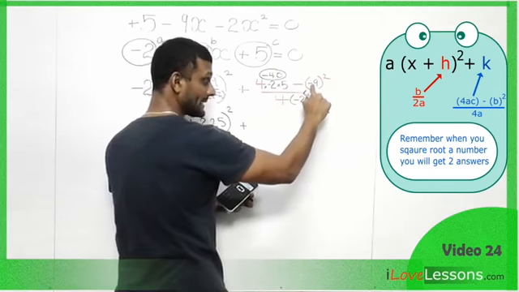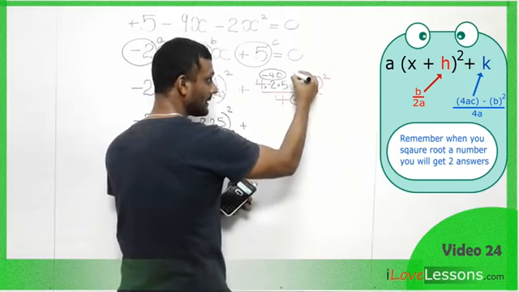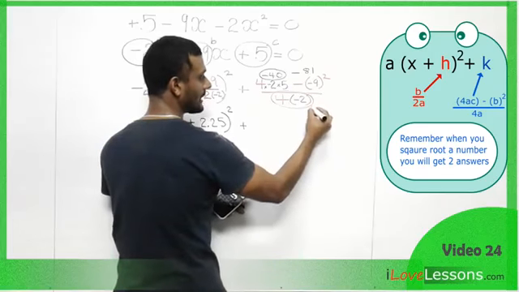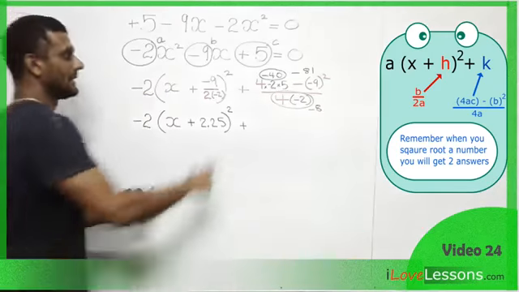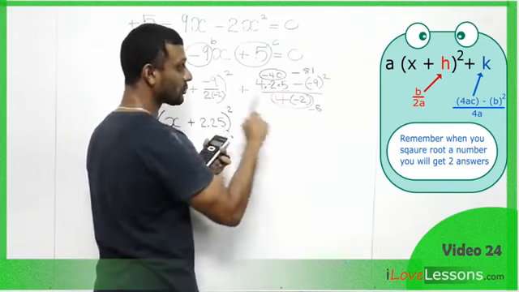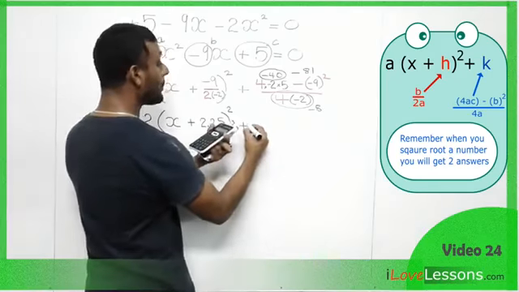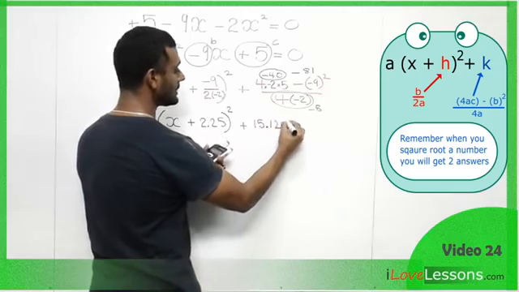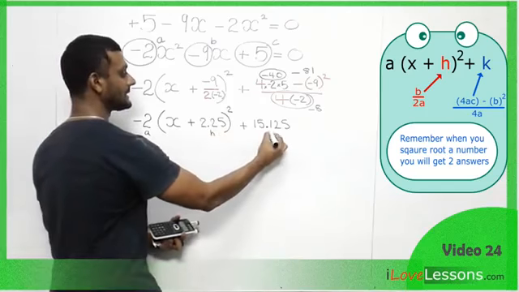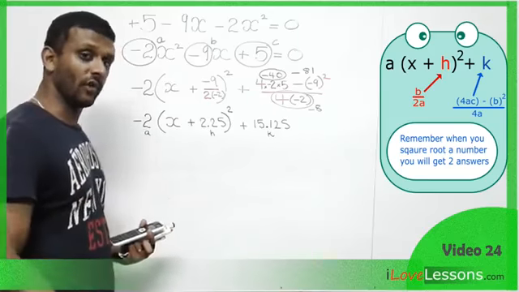When we work this out, remember I said -9 squared is positive 81. And what is waiting here? -9. So I will get -81. And 4 by -2 will give me -8. Let's work out the top. -40 minus 81 will give me -121. Divide by -8 will give me positive 15.125. So this is A, this is H, and this is K. We have expressed the quadratic in vertex form.